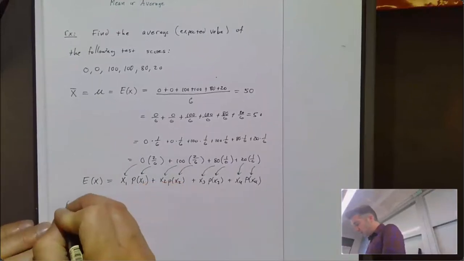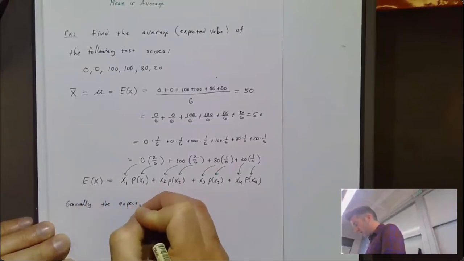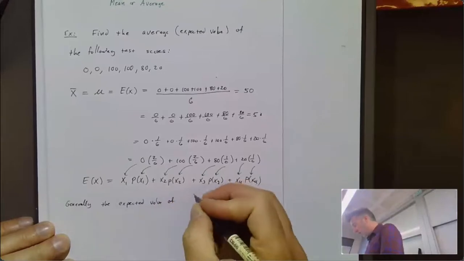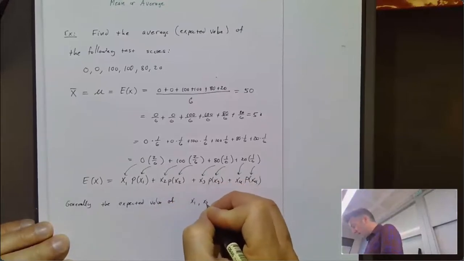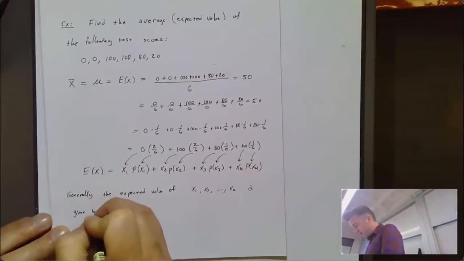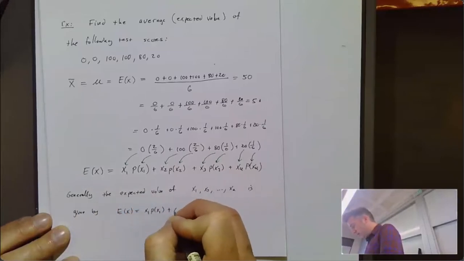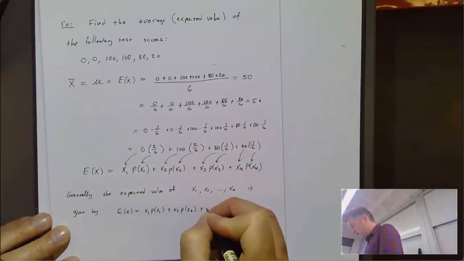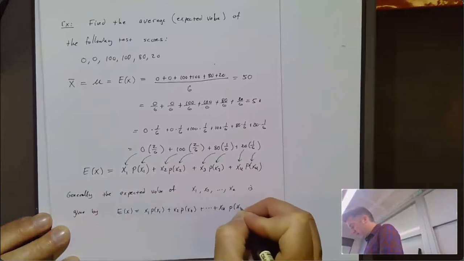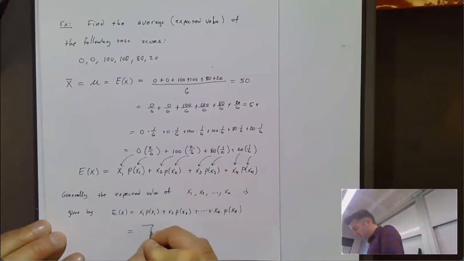Generally, the expected value of x1 through xn is given by E of X equals x1 times P of x1 plus x2 times P of x2, all the way to xn times the probability of xn, which is often condensed using sigma notation as the sum from i equals 1 to n of x sub i times P of x sub i.